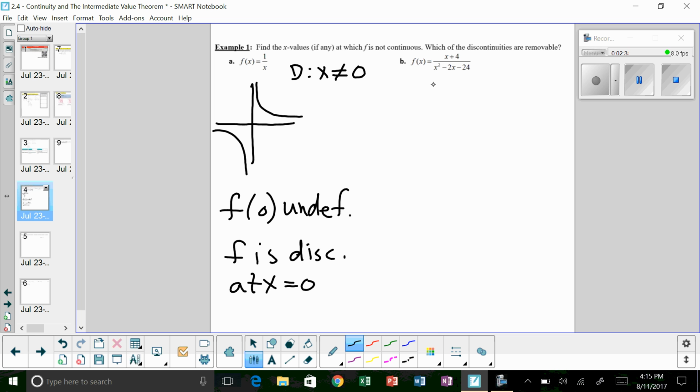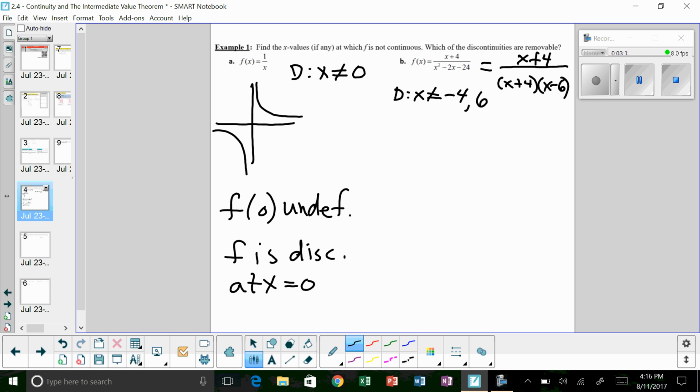In this case, if we take the function and factor the denominator, it factors as the product of x plus 4 and x minus 6. From this we see that the domain of the function is all x values except negative 4 and positive 6. So negative 4 and positive 6 are possible discontinuities.